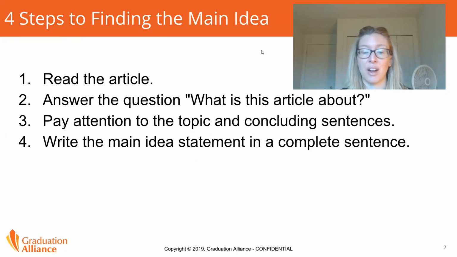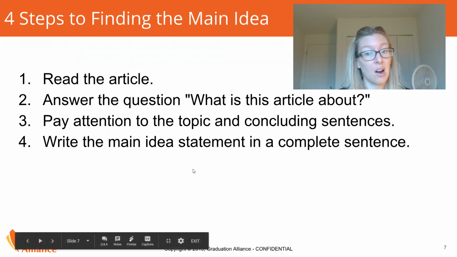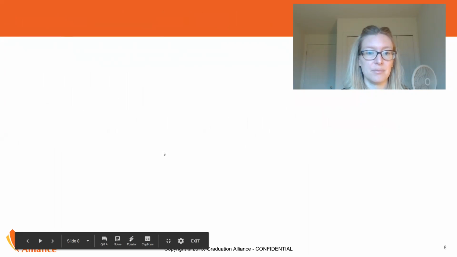These are the 4 steps to finding the main idea. Read the article. Answer the question, what is this article about? Pay attention to the topic and concluding sentences. Write the main idea statement in a complete sentence. We want to pay attention to the topic and concluding sentences because oftentimes they give us a hint. The topic sentence states what the article is going to be talking about, and the concluding sentence states what the article talked about. So it usually gives us a hint at what the main idea is. Not always, but sometimes.